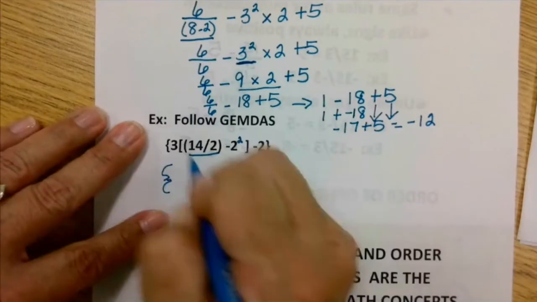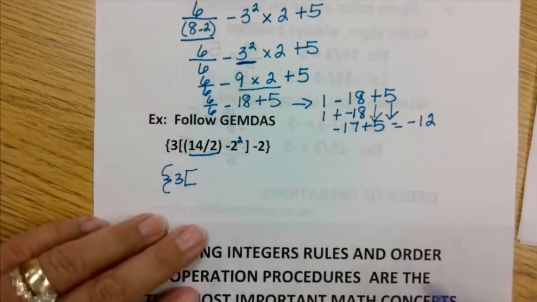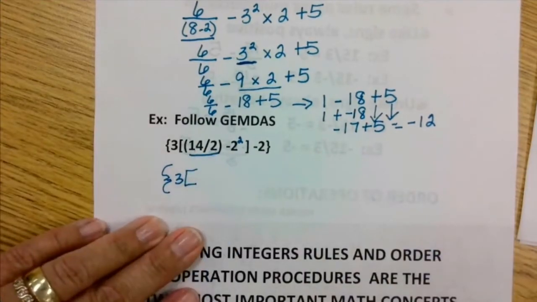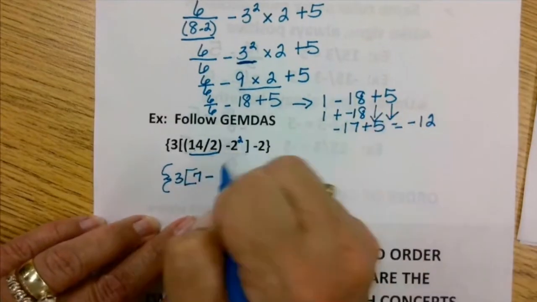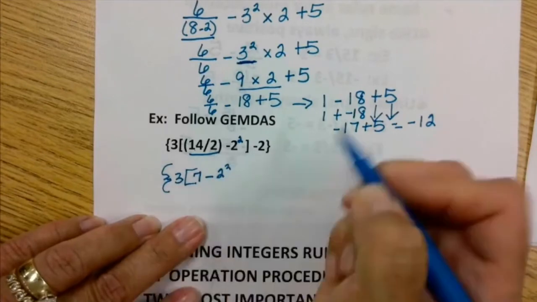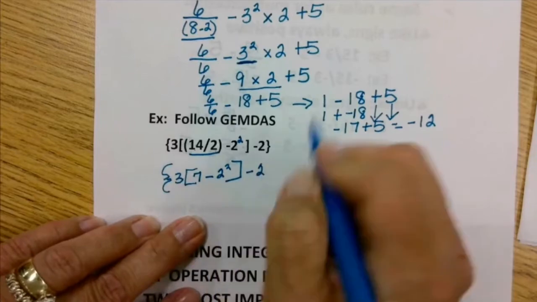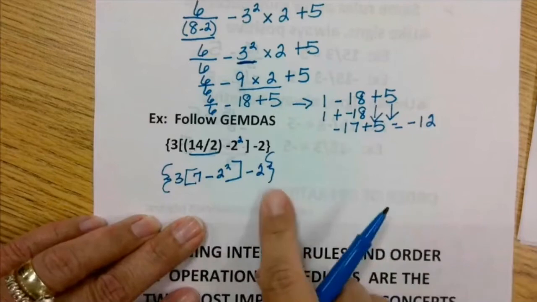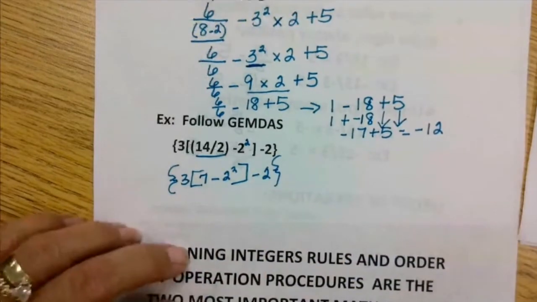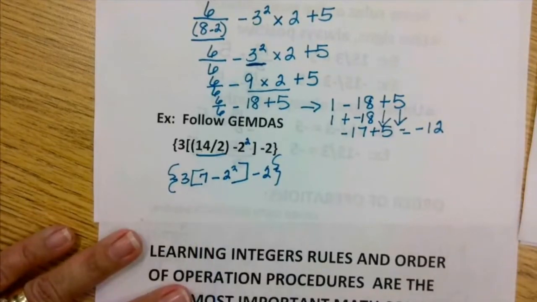All right, so we have our 3, and then we're going to have inside our brackets, what is 14 divided by 2 is 7 minus, and then we have 2 to the second power, our brace, minus 2, I'm sorry, our bracket, and then our brace. Those things look crazy. All right, now we have our exponent inside. Now we need to do that next.